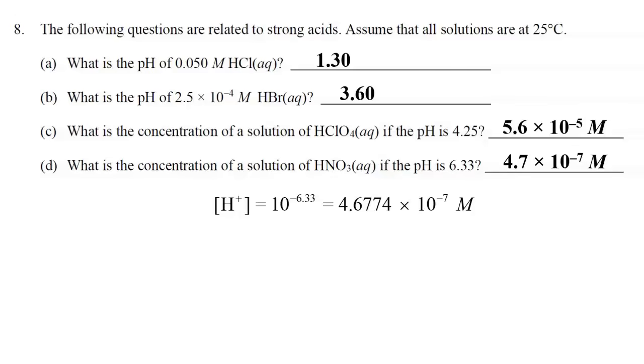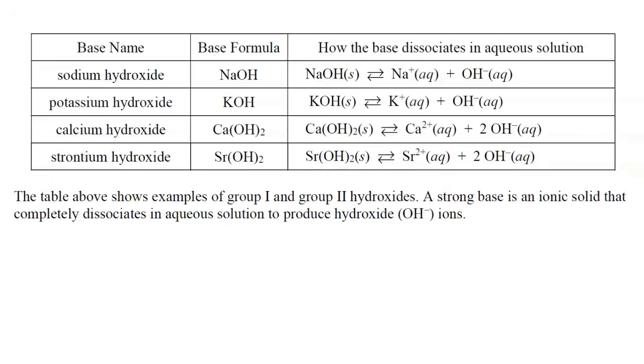So you have seen the examples of the 6 strong acids that you need to memorize for the AP Chemistry exam. You've seen examples of calculations involving pH and concentration for strong acids. Now, let's take a look at examples of strong bases. The table above shows examples of group 1 and group 2 hydroxides. Sodium and potassium are located in group 1 on the periodic table, and calcium and strontium are located in group 2 on the periodic table. A strong base is an ionic solid that completely dissociates in aqueous solution to produce hydroxide ions.